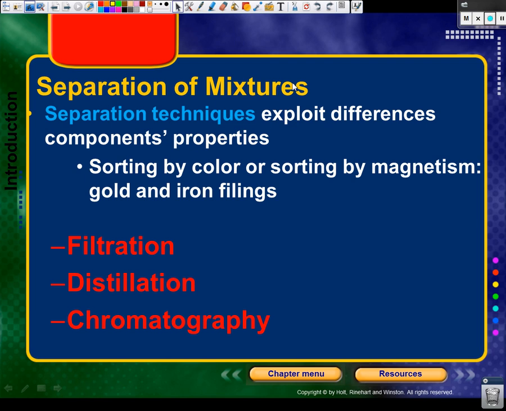All right. So separation techniques. These are the three things that I want to talk about as far as being able to physically separate the components. So sorting by color or sorting by magnetism, gold and iron filings. So we're going to talk about each one of these specifically: filtration, distillation, and chromatography.